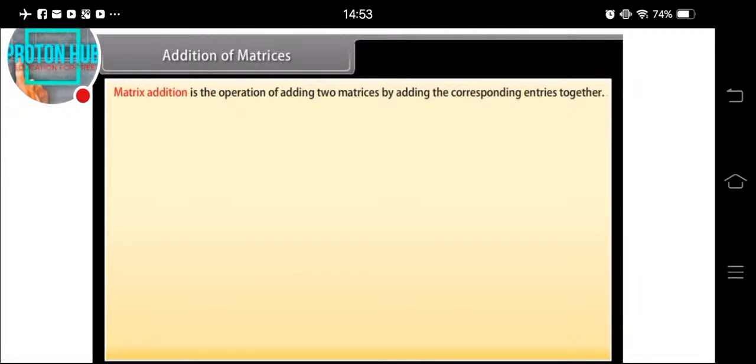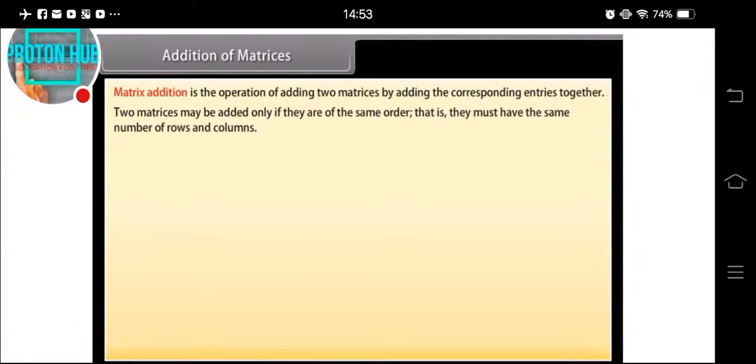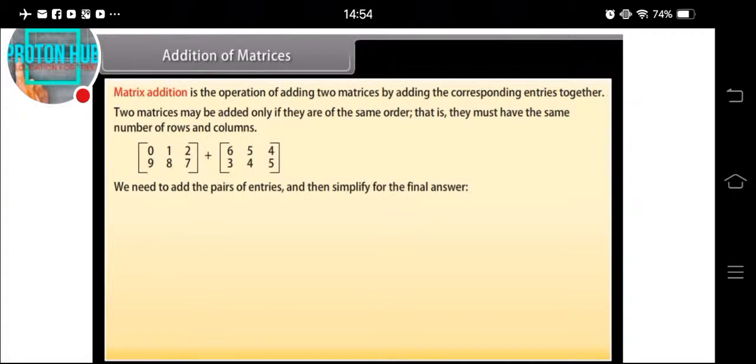Addition of matrices. Matrix addition is the operation of adding two matrices by adding the corresponding entries together. Two matrices may be added only if they are of the same order. That is, they must have the same number of rows and columns. Let's add these matrices. We need to add the pairs of entries and then simplify for the final answer.